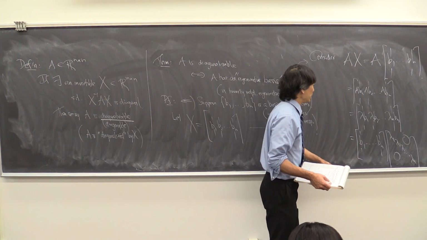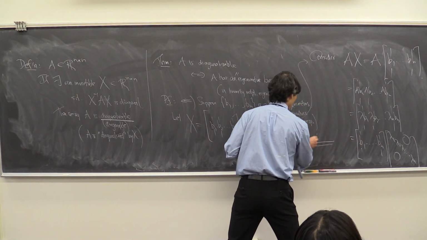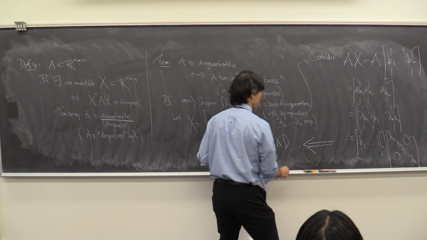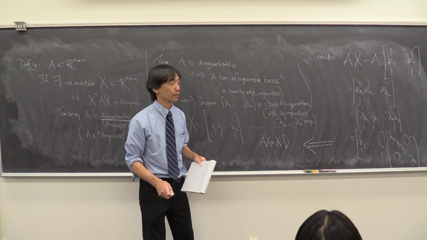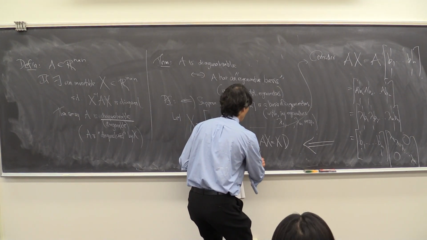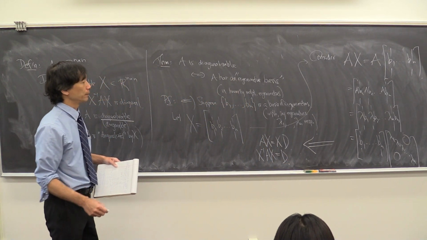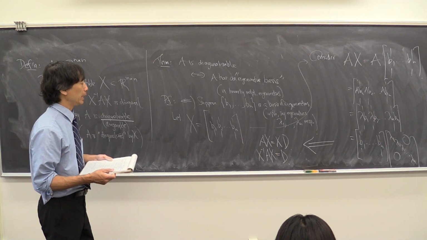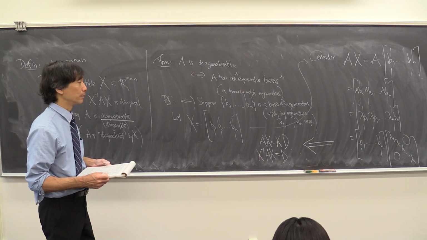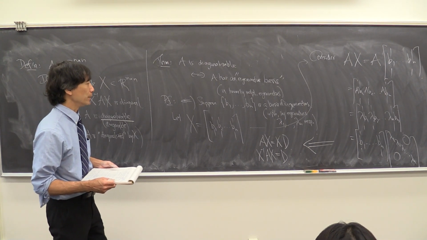So what you see, even if it's bad board work, is that AX equals X times the diagonal matrix. In other words, X inverse AX is diagonal. So A is diagonalizable by X. Oh, so if you know the eigenvectors, you can figure out the eigenvalues based on this. Yeah, that's true.